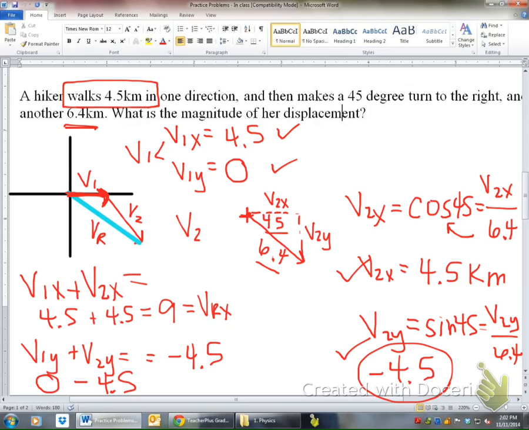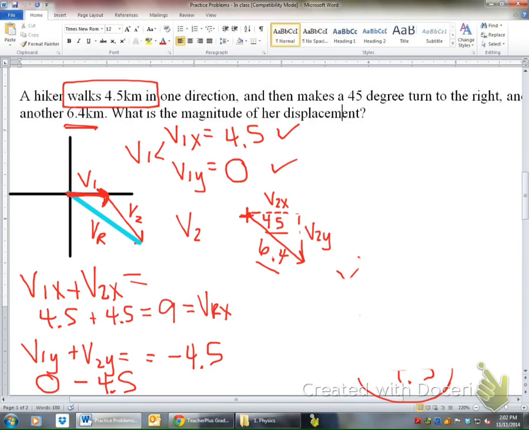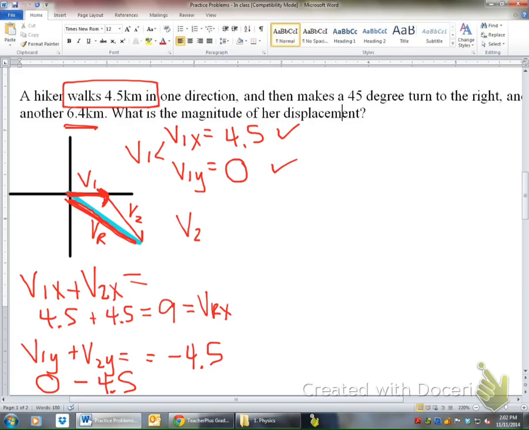So can I get rid of some of this work so I have more room? Okay, let's keep in mind our overall goal here. We want to find this length. So now we have our resultant components right here. This equals v sub r, our resultant, and that equals the y component of it.